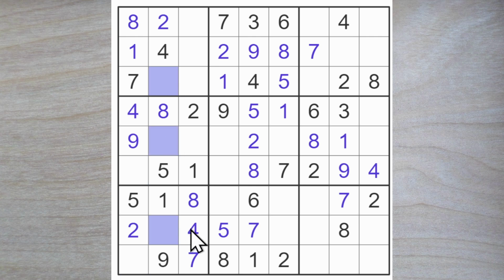3, 6, and 7 missing here. 7 blocks this square, 7 blocks this square, ergo a 7 has got to go here and therefore here. And this square must be a 5 now.